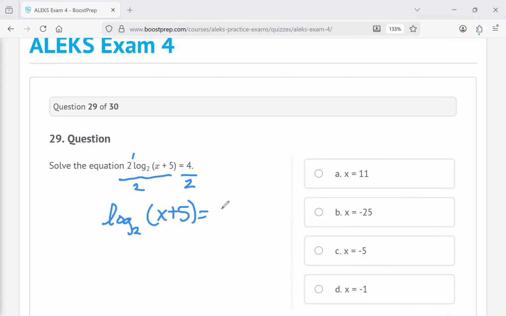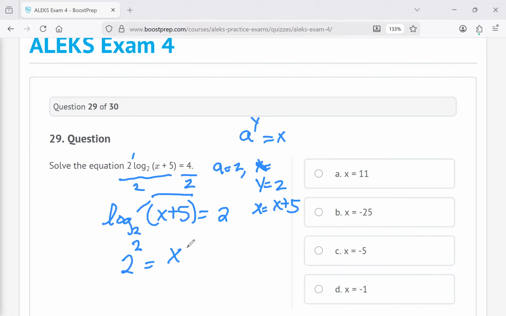Then what I'm going to do is put it in exponent form, a to the y equals x. So you got to figure out your a, your y, and your x. So my a is the base, which is 2. My y is going to be 2 as well. It's always on the right or left side. My x is going to be, the parentheses are right next to the log, so it's going to be x plus 5, right? So a to the y equals x, so it's going to be 2 to the y equals x, which is x plus 5.